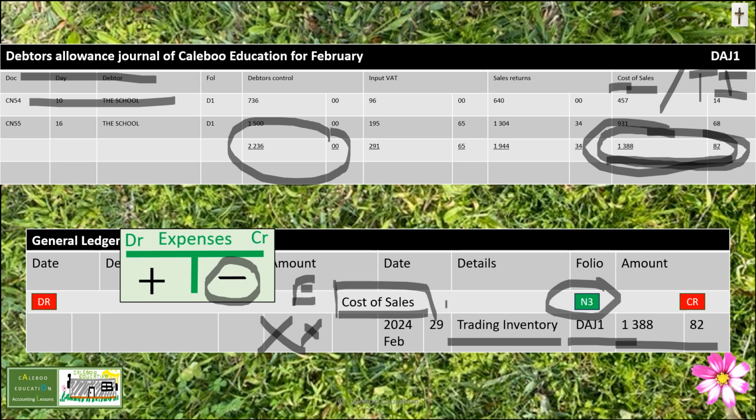Then we would have done 8 journals of Calibre Education. I'm going to show you the general ledger, how to balance general ledger accounts, how to draw up a trial balance. Then we'll get on to year end, do adjustments. You guys are doing fantastically well. Keep it up.